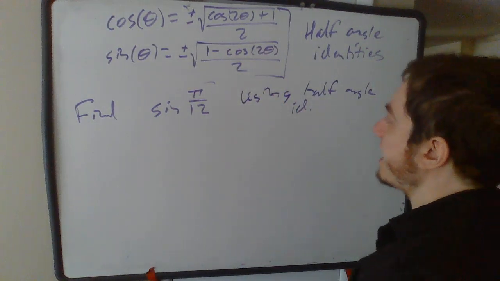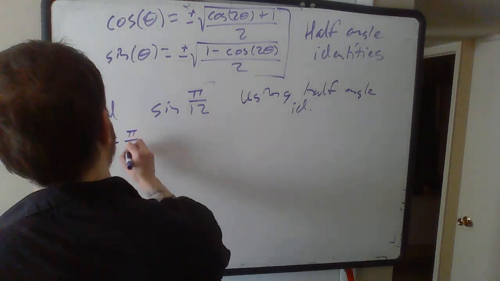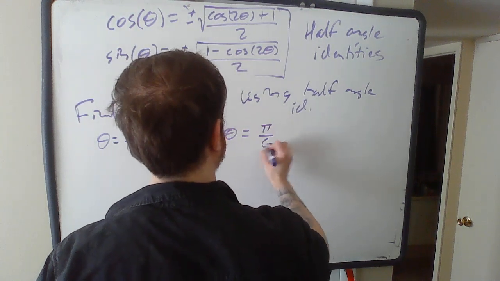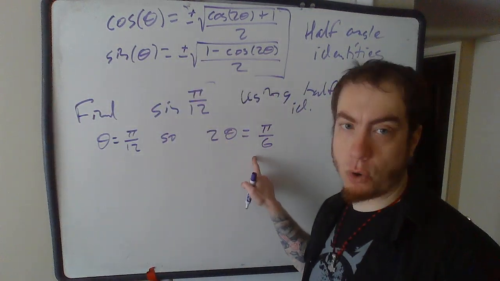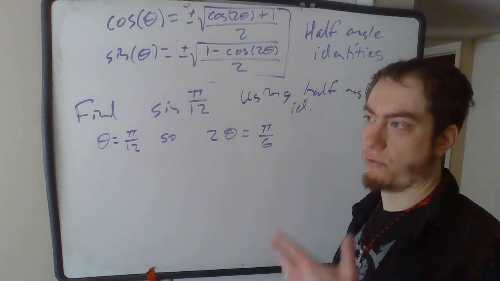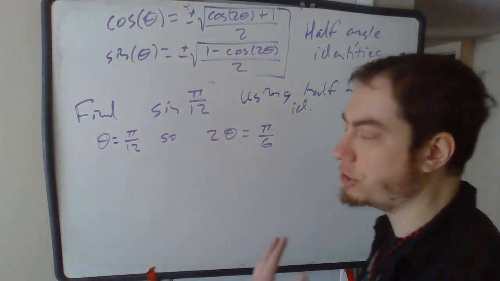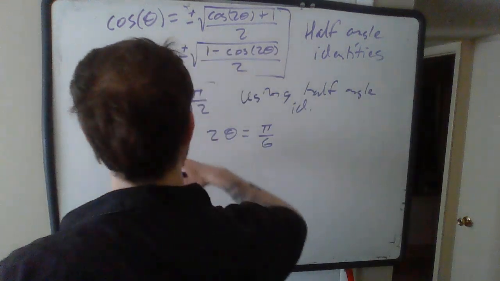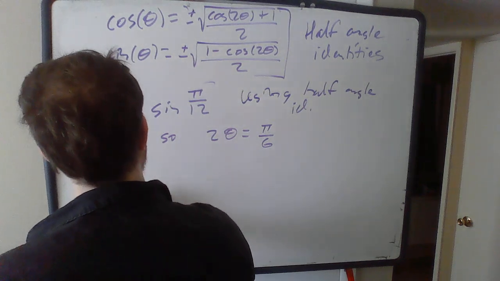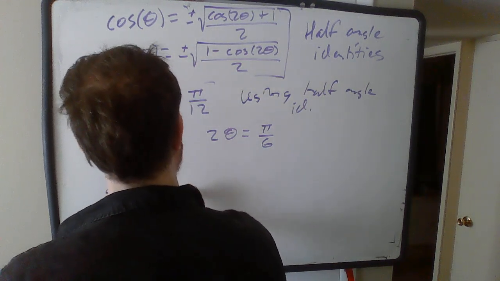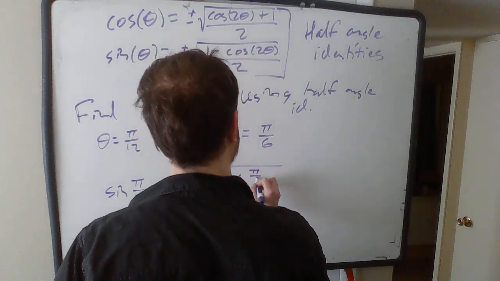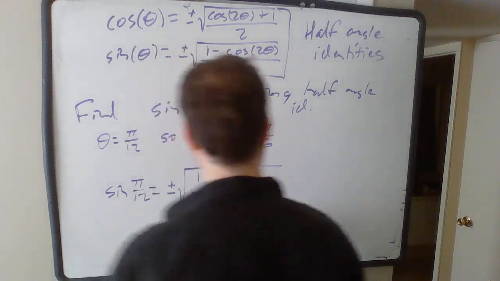Well, in order to do that, I can think here that theta is equal to pi over 12. So 2 theta is equal to pi over 6. And that's nice because I actually know what to do with trig functions. I can evaluate those at pi over 6. Those are like fundamental angles on our unit circle that we just know. So if I take this formula for sine, I can say the sine of pi over 12 is equal to plus or minus the square root of 1 minus cosine pi over 6 divided by 2.